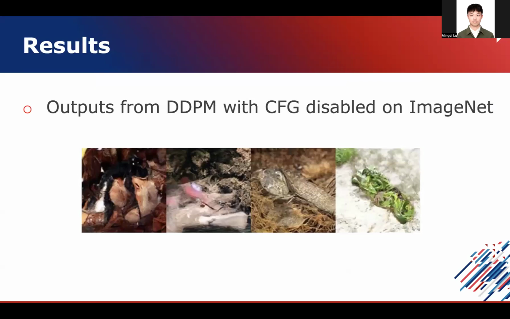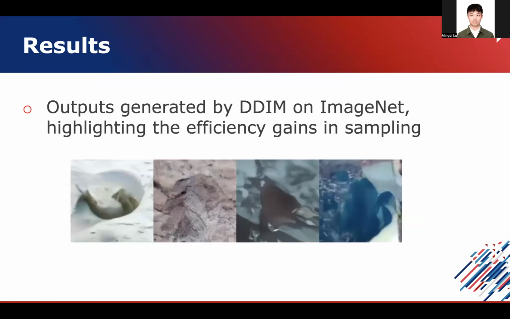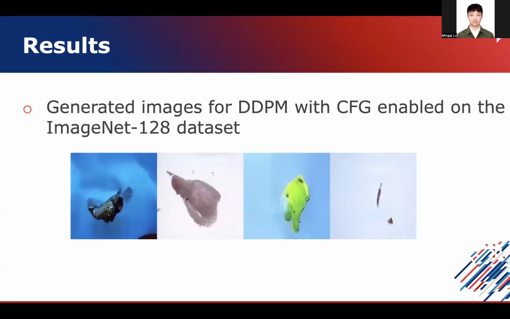Here, we show outputs from DDPM without CFG on ImageNet 128. The images are diverse, but sometimes lack clear structure or alignment with specific classes. DDIM greatly accelerates inference by skipping intermediate noise steps. You can see that DDIM outputs maintain comparable image quality to DDPM, but with many fewer steps. After enabling CFG, the generated images are much more faithful to the target class labels. CFG improves both controllability and visual clarity.